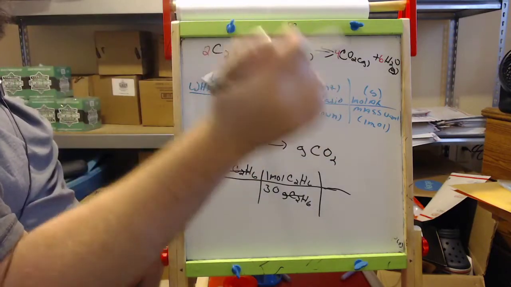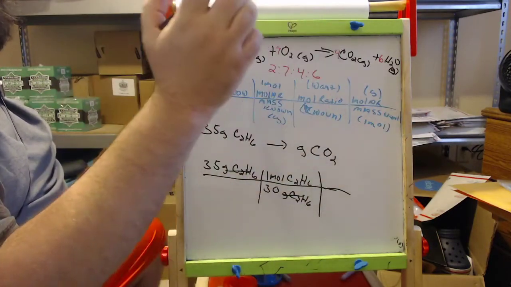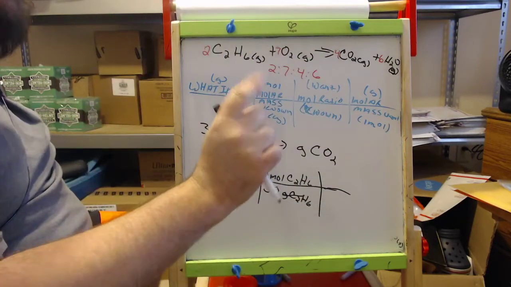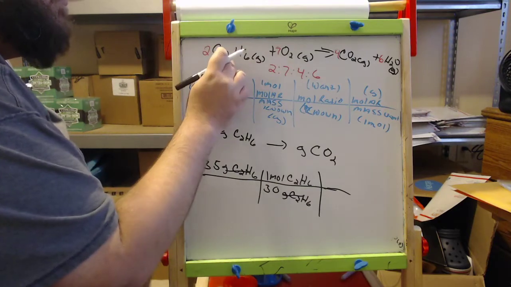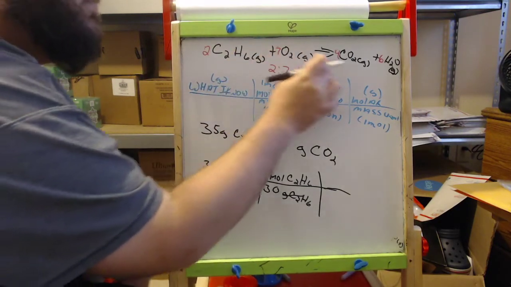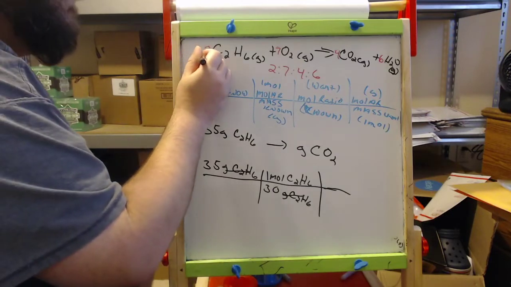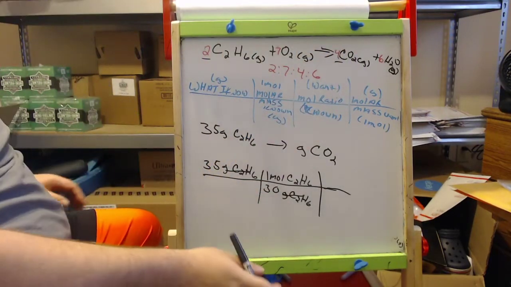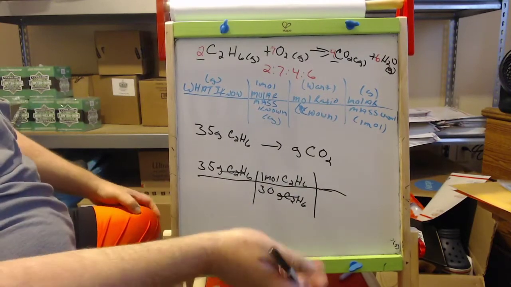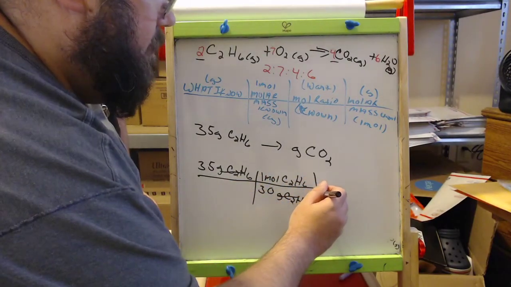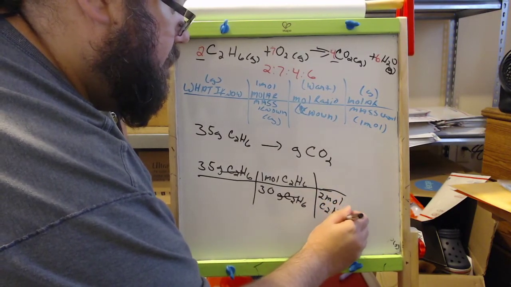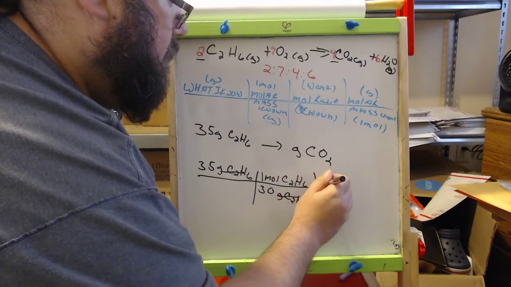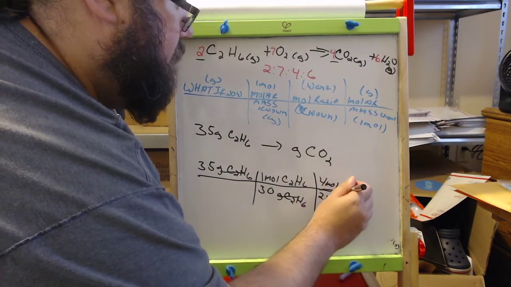So it's very important on an exam or in a homework problem, if they give you an equation, the first thing you should do is make sure it's balanced. So what is our ratio? Our ratio of C2H6, which is ethane, to carbon dioxide is 2 to 4. Okay. So, let's plug it in. For every 2 moles of C2H6, we should get out 4 moles of CO2.